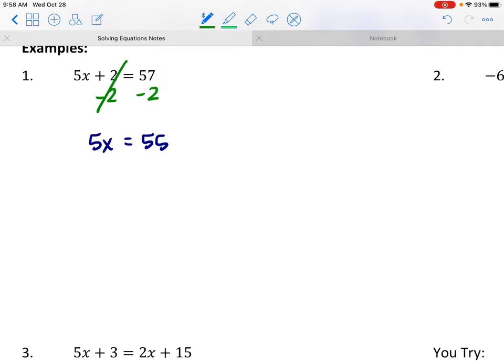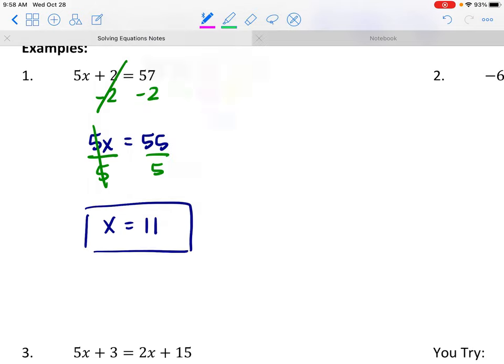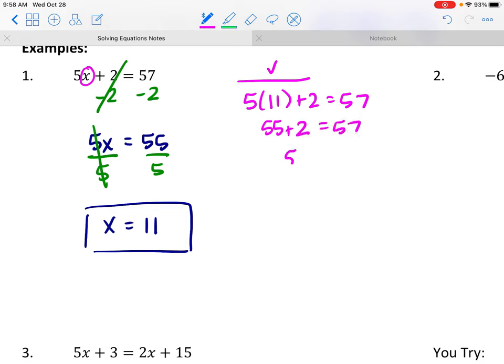And now I can get rid of times 5 with divide 5. So I divide both sides by 5, that cancels those. And now I have 1x all by itself equal to 55 divided by 5 is 11. So our solution is 11. And again, if you just wanted to do a quick check, if you plug the 11 back in for x, so replace the x here with 11, 5 times 11 plus 2 should equal 57. So 55 plus 2, and in fact, 55 plus 2 is 57. So that is a true statement. That is verifying that that is in fact the correct solution.